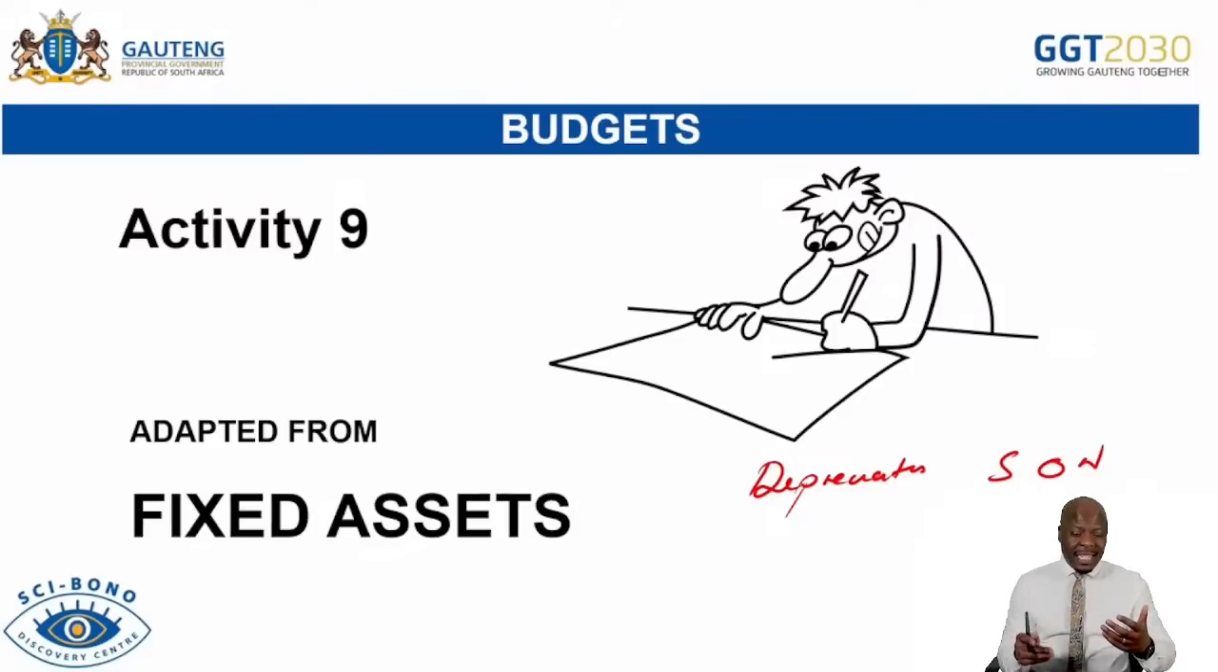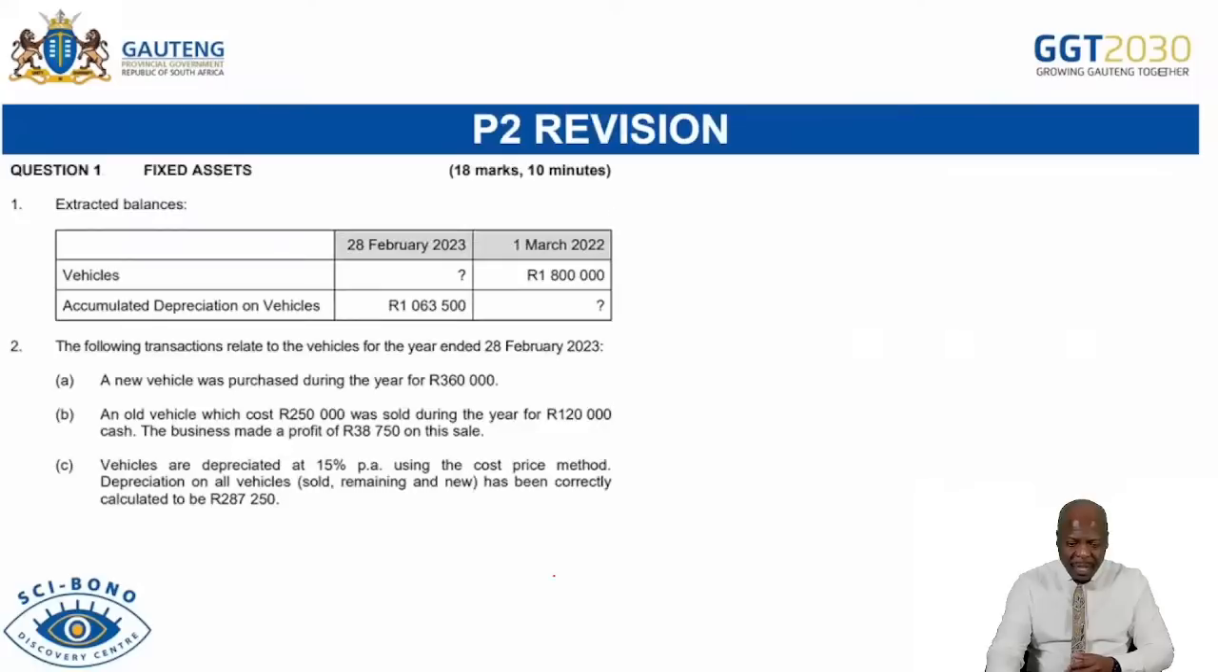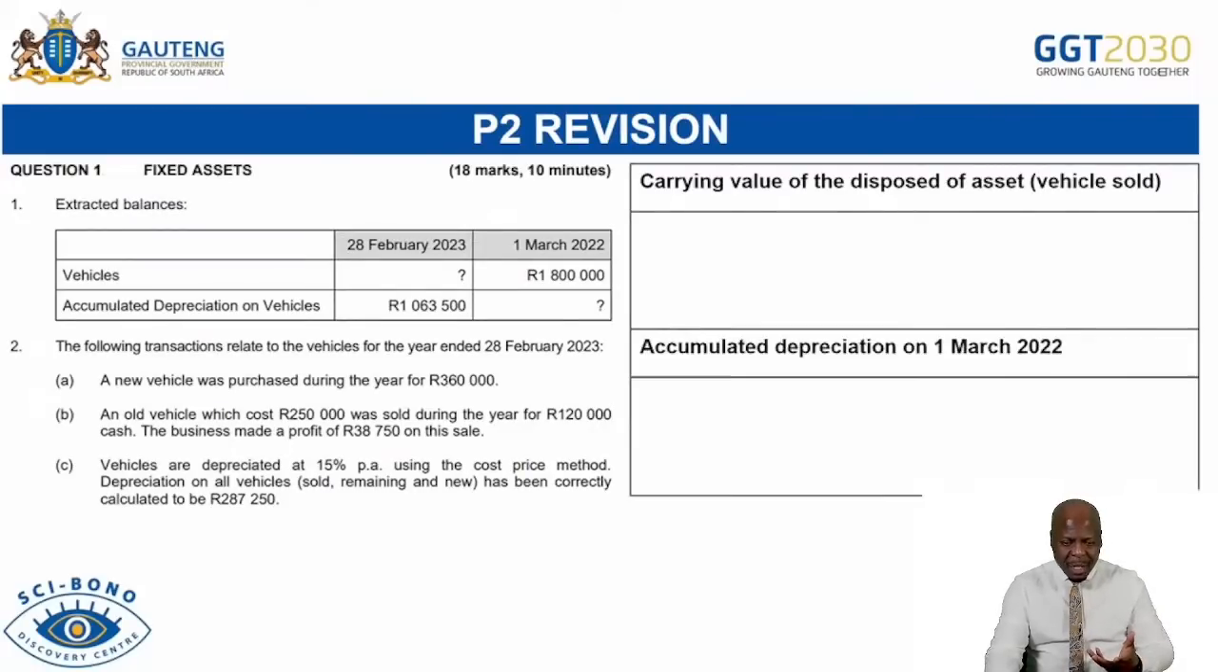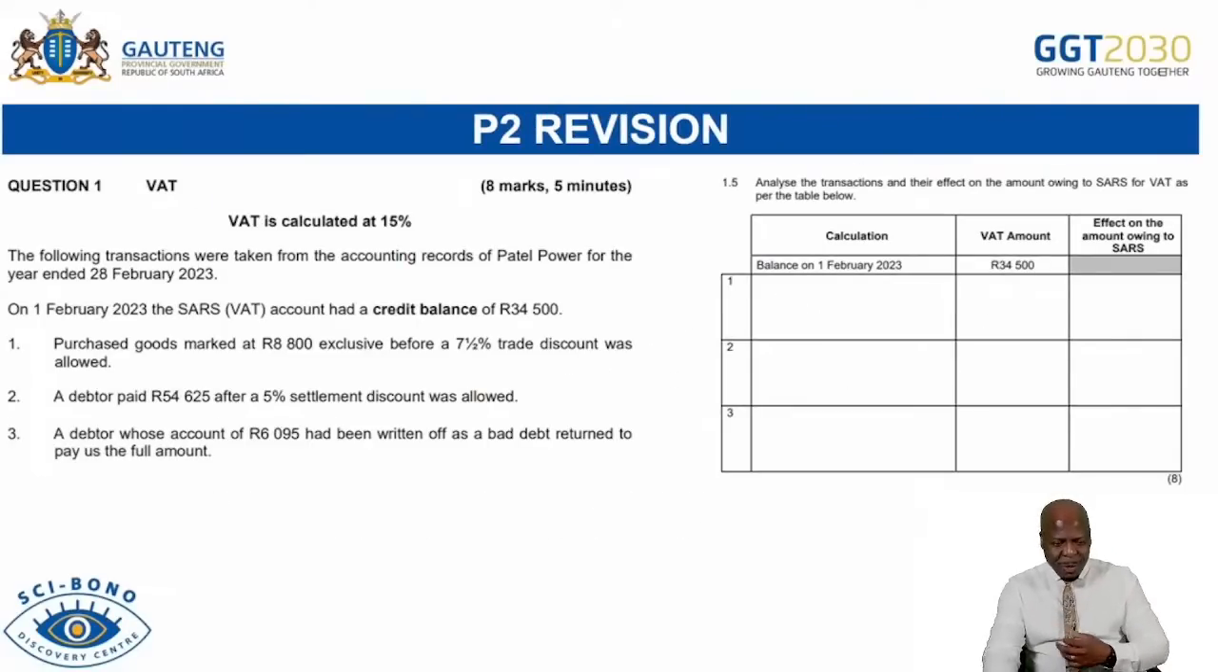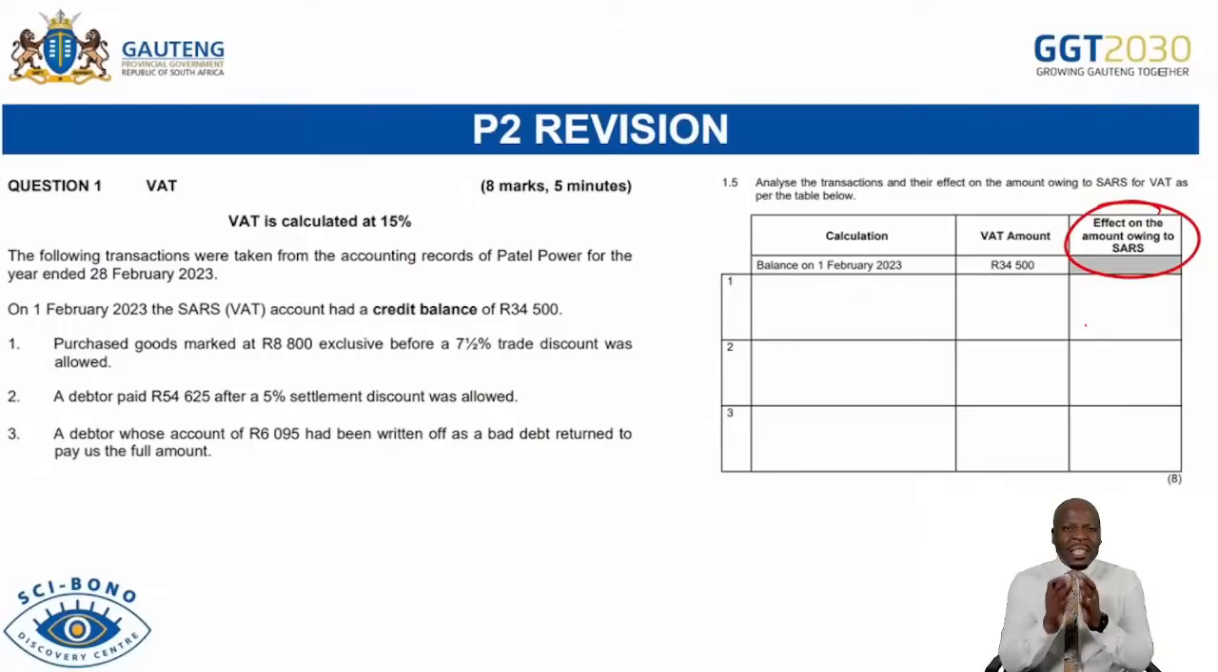I cannot leave out VAT. Please be able to calculate VAT. It is just because of time. Here is a depreciation calculation that we were going to do. But here is a VAT question that I would encourage you to do, where you have VAT. But then you are supposed to calculate VAT and you reflect the effect on the amount owing to SARS. Does it increase or decrease the VAT owing to SARS? These are calculations that you must do.